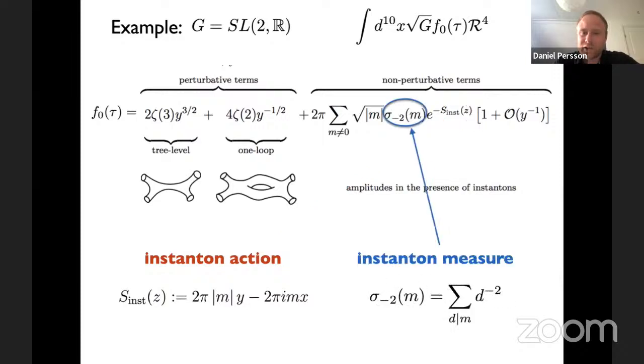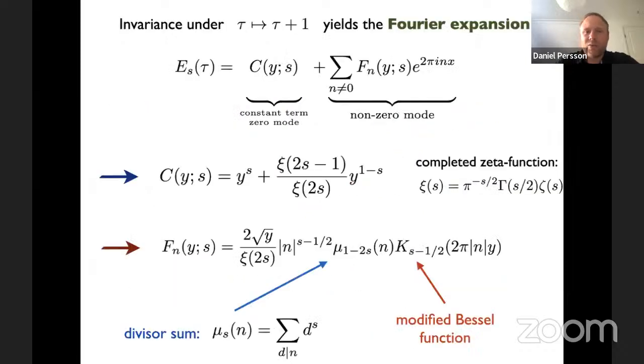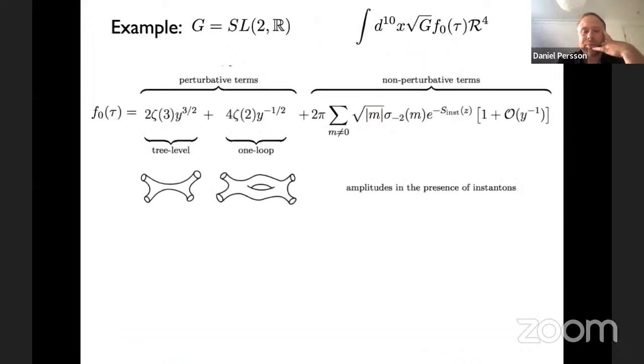I think I also accidentally changed notation here. I'm calling this divisor sum sigma. In the previous slide, I called it mu. I apologize. It's the same object, it's just that this is now a particular value of S. So to summarize, just go back here. What we have seen is that the function that appears in string theory here is this non-holomorphic Eisenstein series evaluated at S equal to 3/2 with the particular normalization.